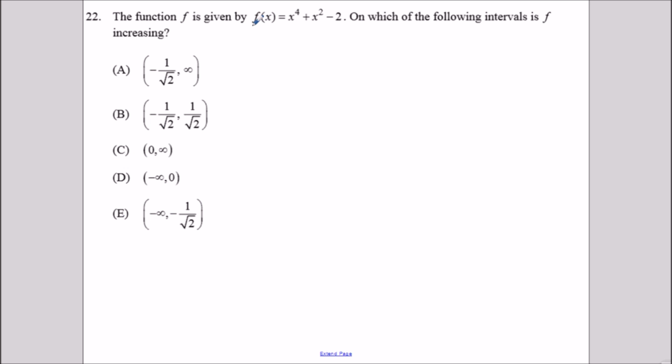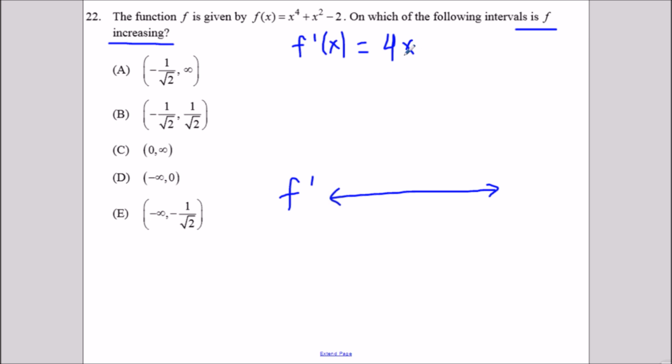So for question 22, we have a function f of x, and they're asking us on which interval is f increasing. So the moment you hear where is the function increasing, you should think first derivative test, and basically you're going to make a sign chart for the first derivative. So we need to use power rule on the original function, and we'll get 4x to the third plus 2x. We're going to find the critical values, or basically the zeros.